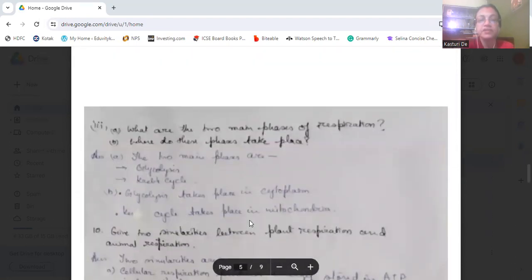Okay. Next is, what are the 2 main phases of respiration, and where do these phases take place? The main 2 phases are glycolysis and the Krebs cycle. Glycolysis takes place in the cytoplasm, and the Krebs cycle takes place in the mitochondria.